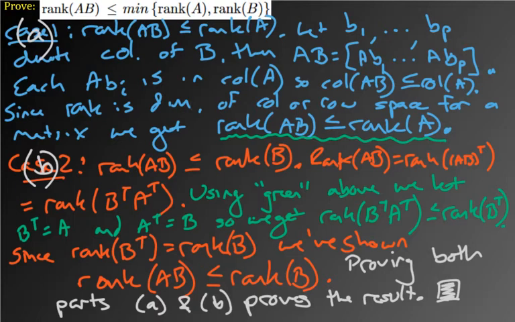This whole problem, you should basically just be thinking, rank is the dimension of the row or column space, and that's basically what we're doing. So these are just a few trickier rank proofs that I wanted you to see.